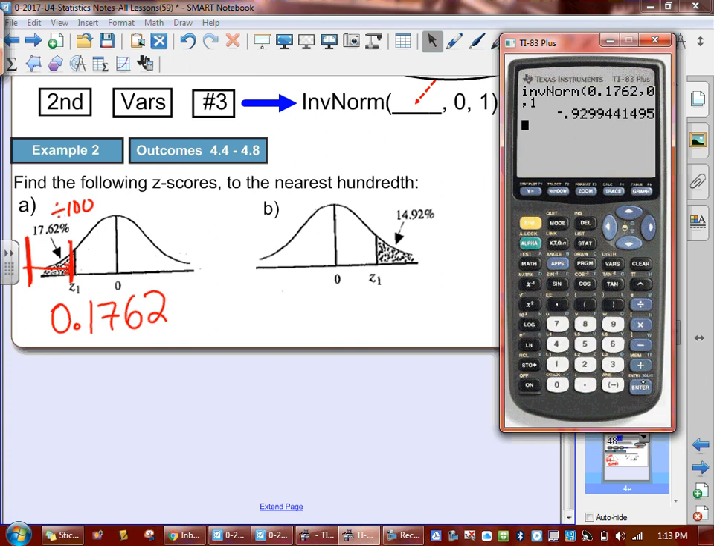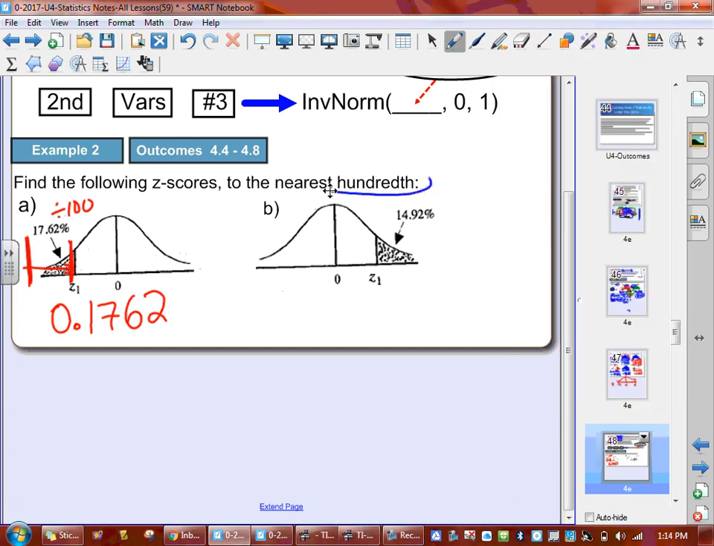That's our z-score. Now remember, z-scores go from -5 to +5. So is it logical that we should have a negative number on the left of 0? A negative number on the left of 0 makes sense. So our negative answer here makes sense. So we're getting a negative z-score, and z-scores go to 2 decimal places. That's why they have hundredth here. So Z1 in this case is equal to negative 0.93.